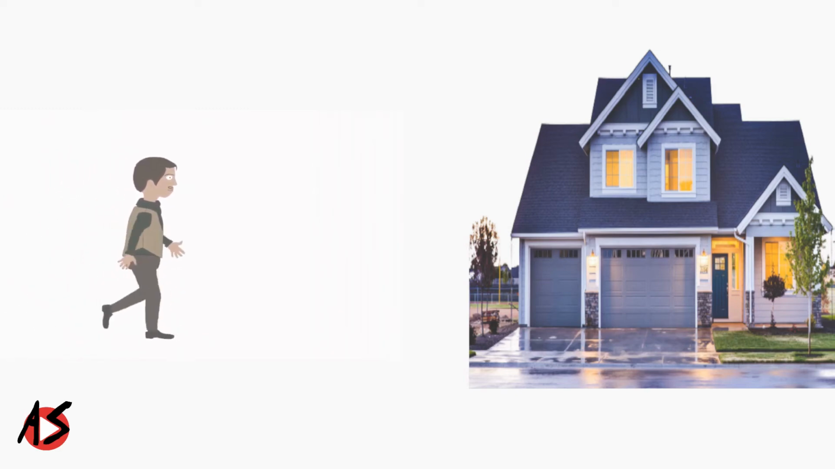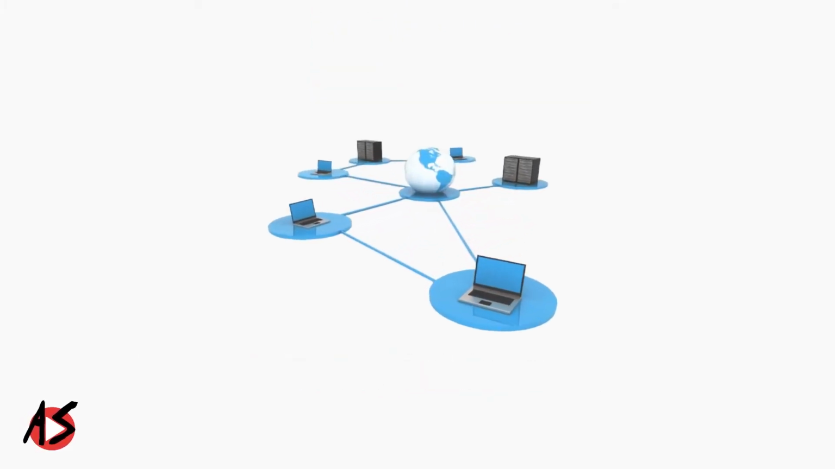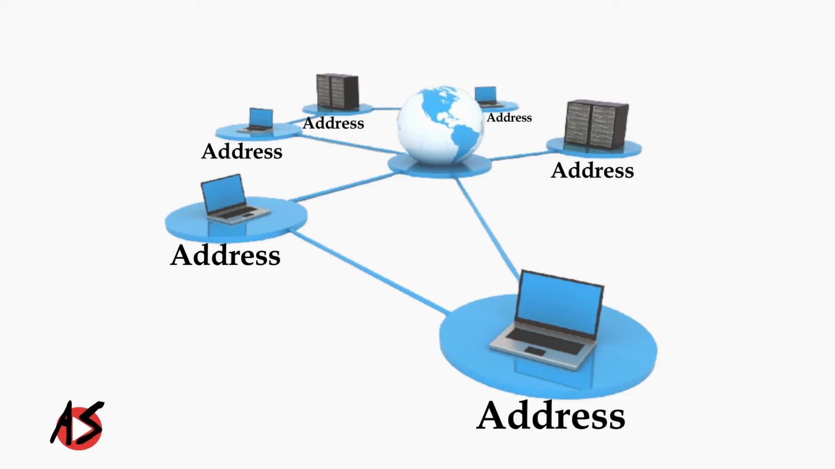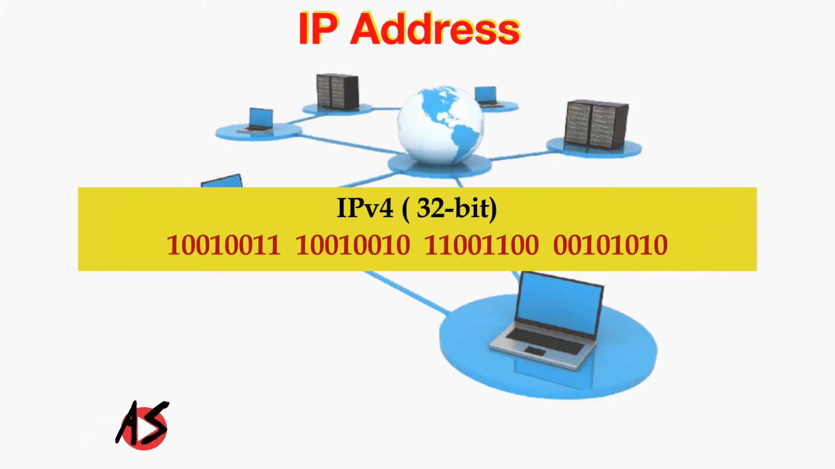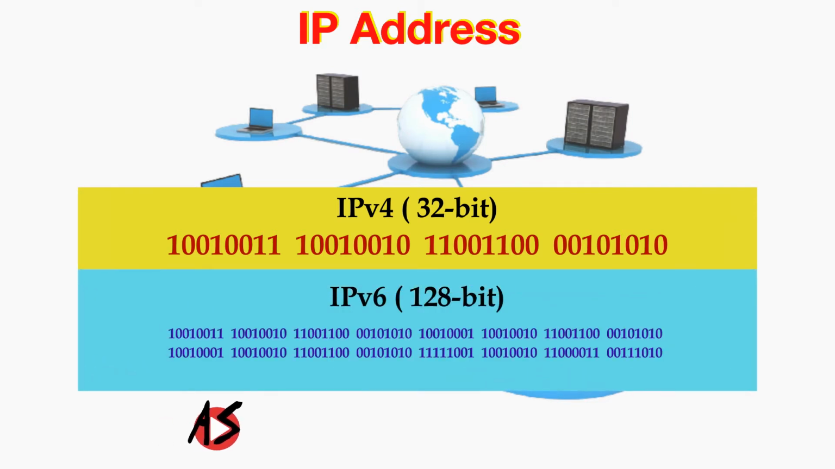If I want to go to a friend's house, I need his postal address. Similarly, in a computer network, each device connected to the internet is identified by a unique address, which is called an IP address. An IPv4 address is a 32-bit address, and we also have IPv6, which is a 128-bit address that uniquely and universally defines the connection of a host or a router to the internet.